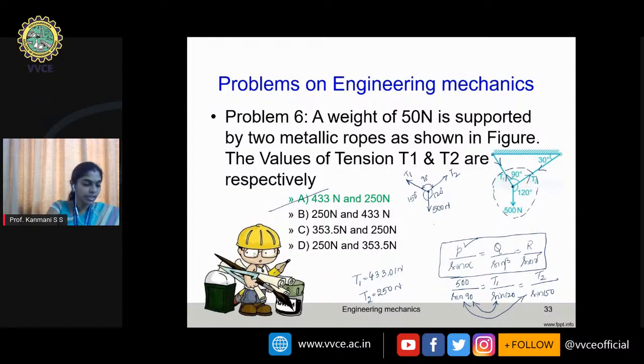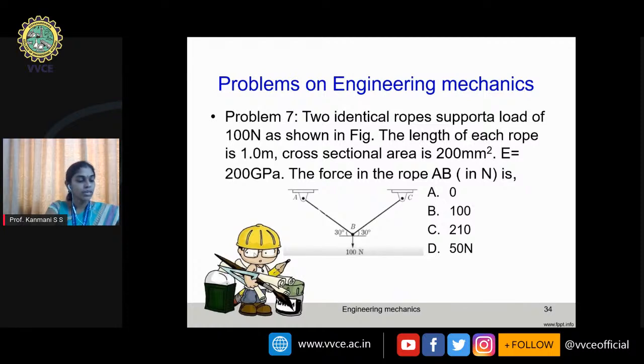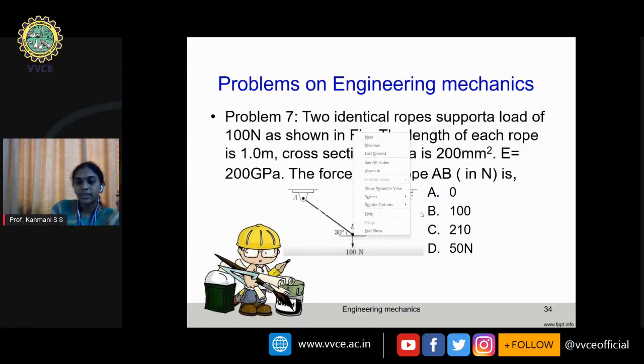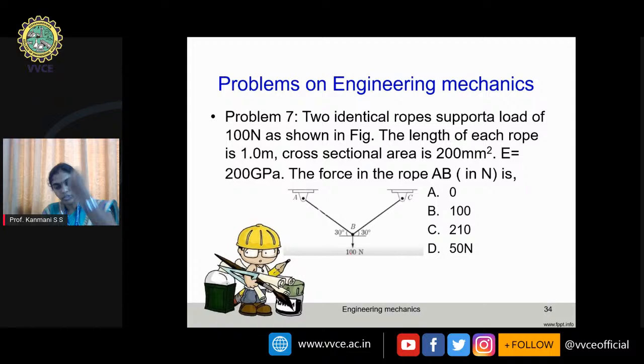So we have in engineering mechanics another 6 problems to go. Problem number 7 is the same type of problem where three forces are meeting at one joint. And as I said here, the force because of 100 Newton tries to drag the rope down, because of which the ropes AB and BC are under high tension. So tension means force should move away from the joint like this.